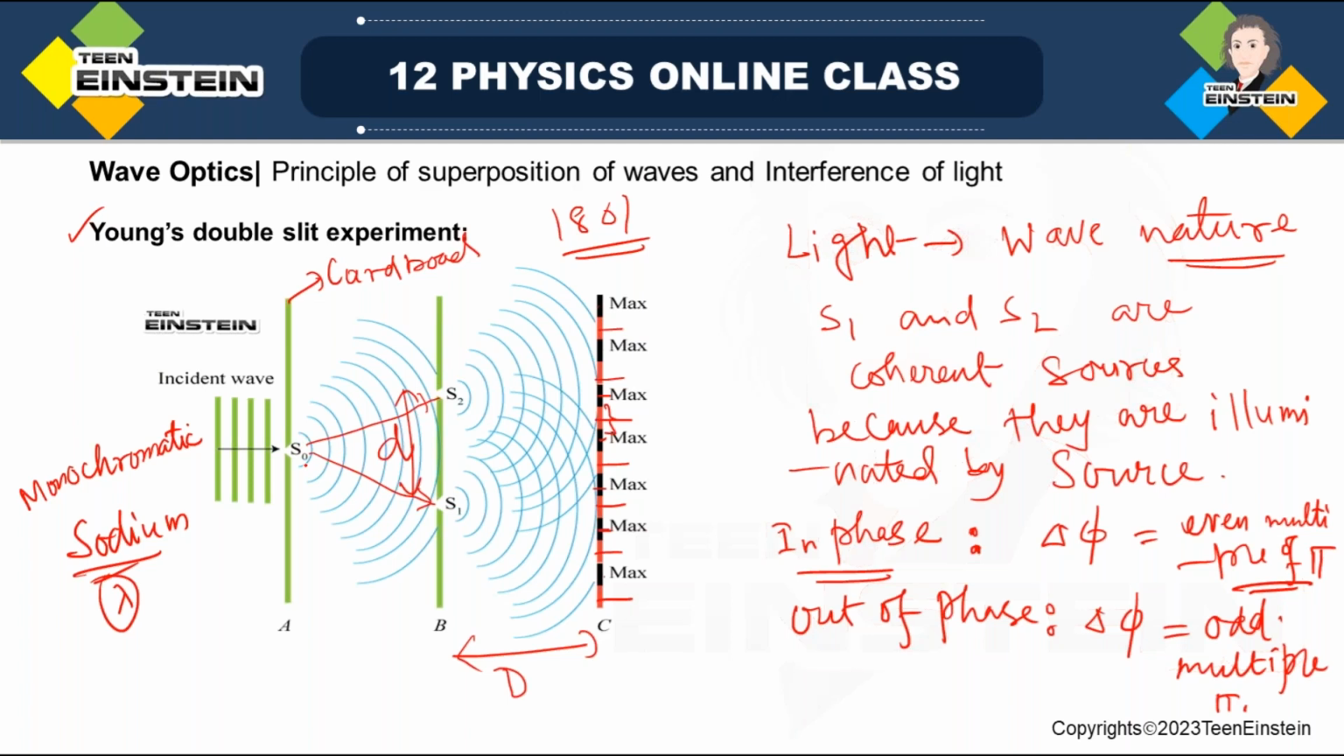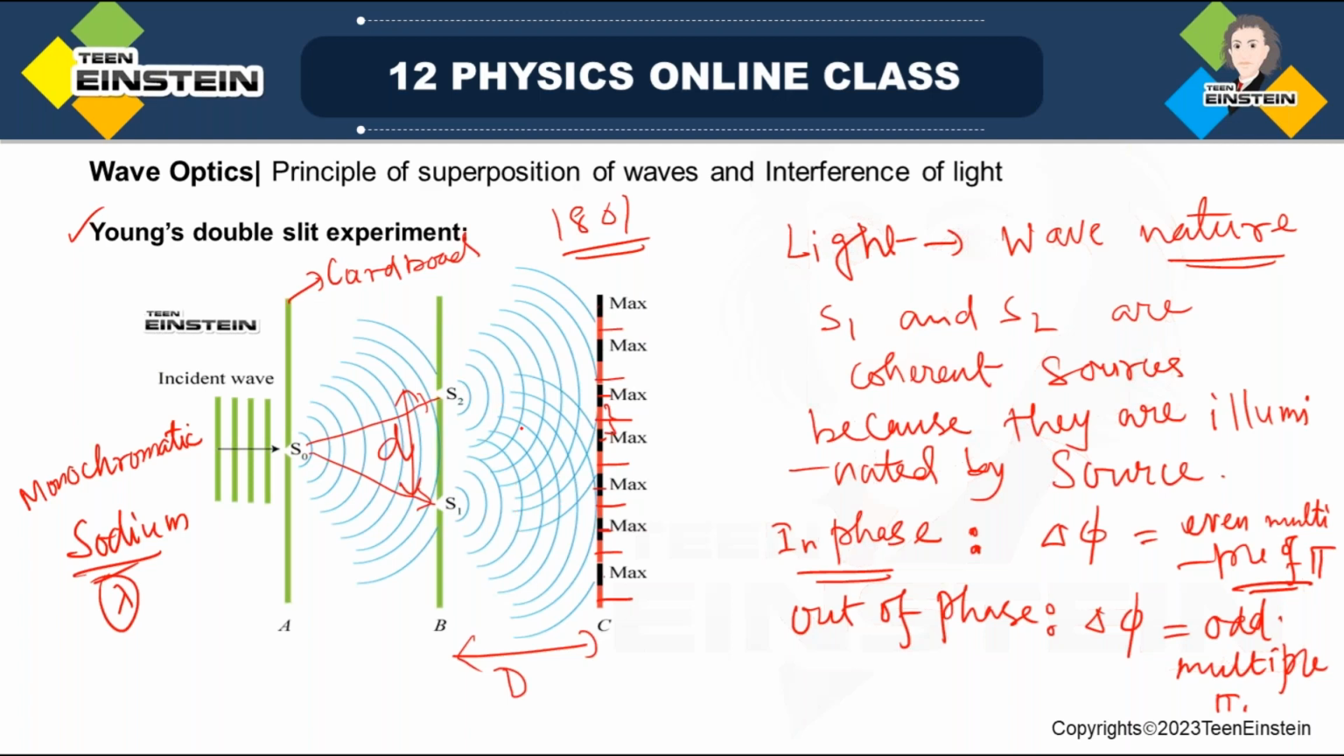From a single source, we are making two sources, two slits, S1 and S2. These are illuminated by the same source, so these will act as coherent sources. These are point sources, and each point on the slit will act as a secondary source and produce secondary wavelets. Those will be spherical in shape, and those spherical wavefronts will overlap on each other.